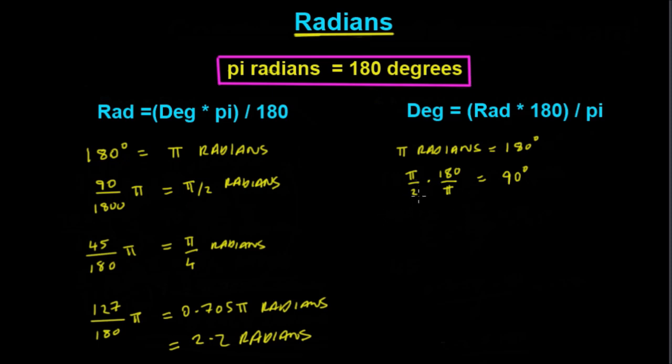Now if you have pi by 4, again you would multiply by 180 and divide by pi, the pi's cancel, and you get 180 over 4, which is 45 degrees. Now again, if you had this strange one here, 0.705 pi radians in degrees, we multiply by 180 and we divide by pi.